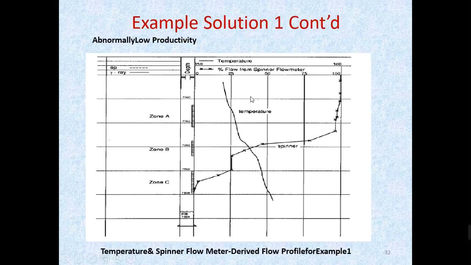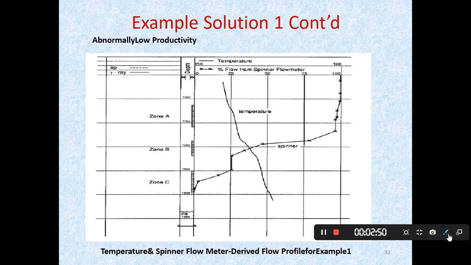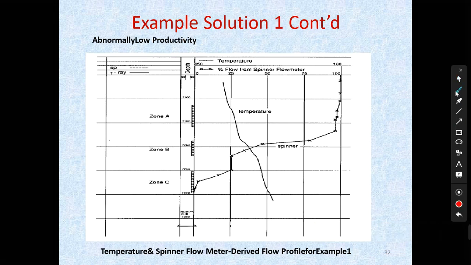So what we did, we ran the PLT tool, and we have the main data of the spinner flow meter. The flow meter is actually rotating. It tells us the velocity. We run the tool, and near the perforations we want to see exactly where the velocity is more, where it is less, and where it is zero. Where the velocity is more, it means that the well is producing fine. If the velocity is less, then there is a problem.